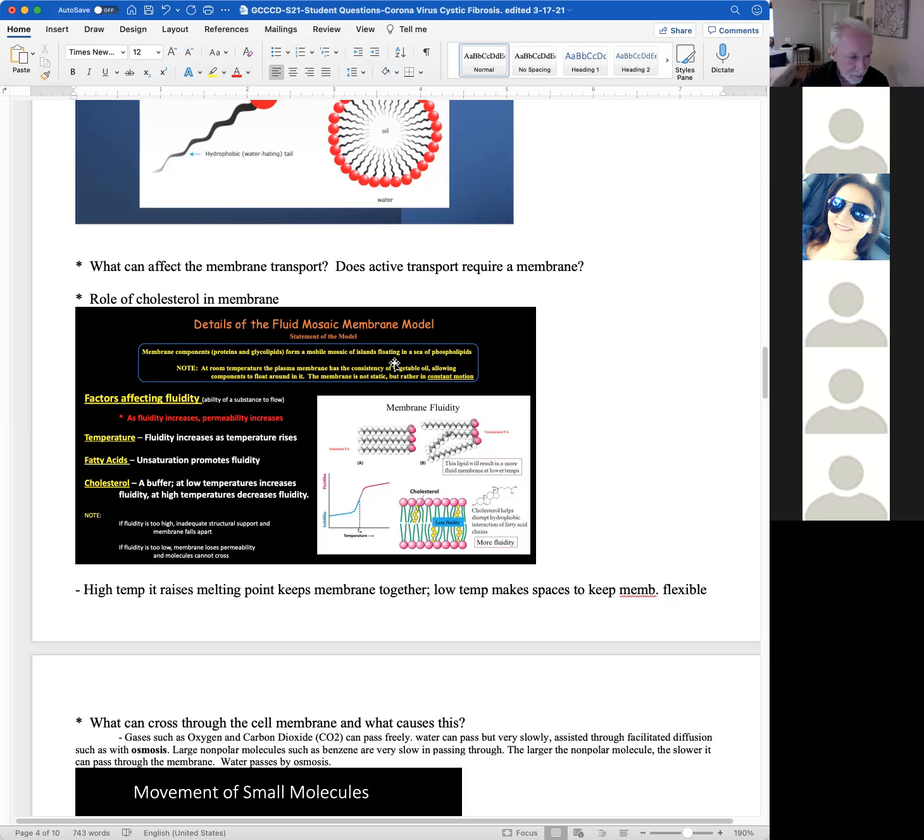Again, taken from a lecture. What are the factors that affect membrane transport? Well, they're listed here: temperature, fatty acid saturation, and cholesterol. And how do they affect it? Well, as temperature goes up and down, fluidity increases and decreases. As saturation of the fatty acid chains increases and decreases, fluidity changes along with it. So the more unsaturation there is, in other words, the more double bonds there are in the hydrocarbon chain, the more fluid the membrane is.